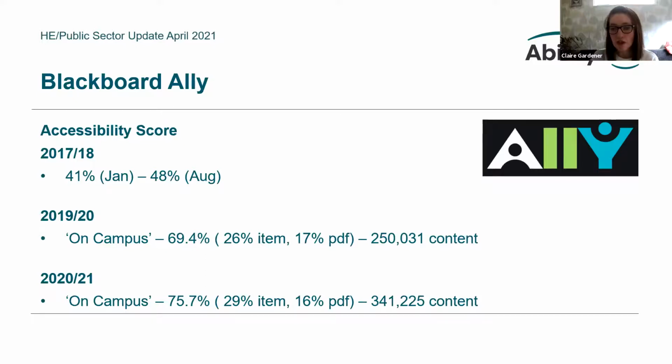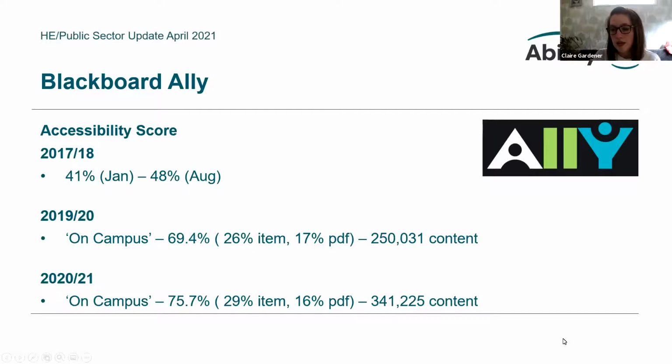Our average file type makeup is around 26% native Blackboard items, and then 17% is PDFs. That score was on around 250,000 pieces of content. In 2020-21, I took the stats for this a few days ago. On campus was tracking at 75.7%. Again, you can see that our file makeup is roughly the same, and that's on 341,000 pieces of content. So the amount of content, as you'd expect with COVID, is increasing significantly.